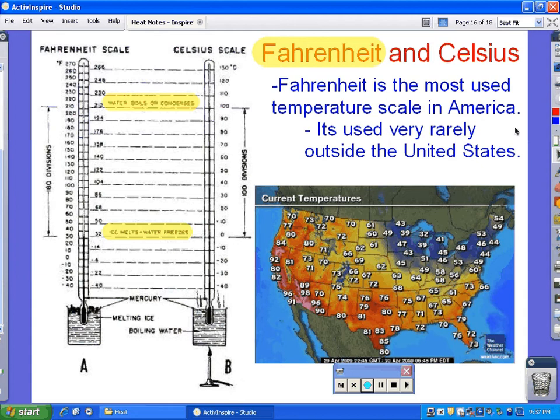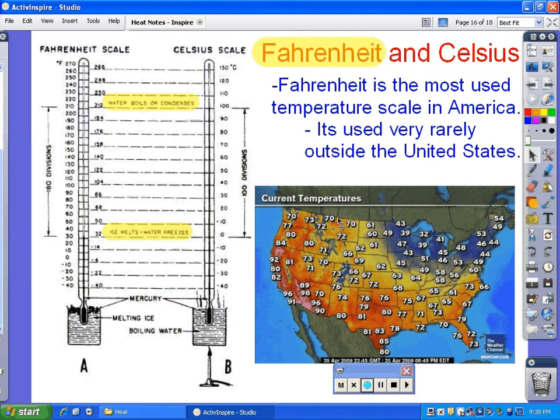The motherland of Great Britain has since changed to Celsius and does not use the Fahrenheit system anymore. It's used very rarely outside the United States. The only places it's really used outside the United States are U.S. territories like Puerto Rico or Guam. I'm sure the people in Canada are familiar with it simply because they're on the border of America, but I would argue they don't really use it as much as we do.